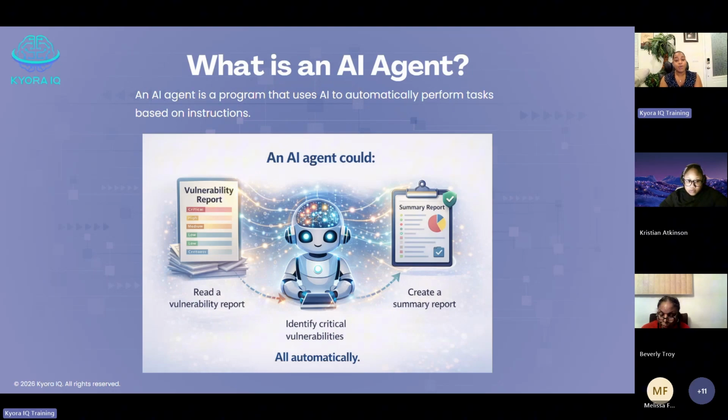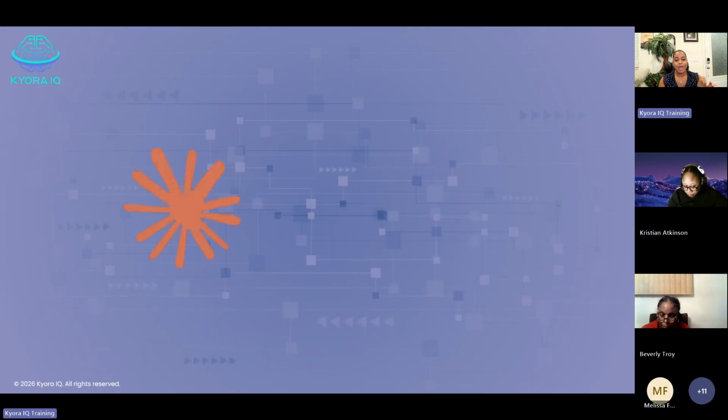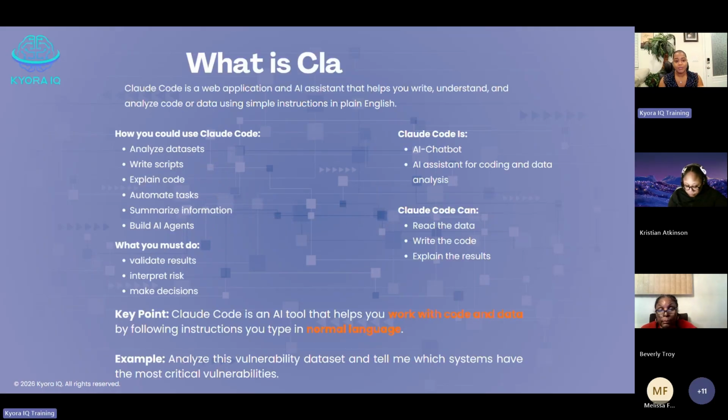An AI agent is a program that uses AI to automatically perform tasks based on instructions. So an AI agent could read a vulnerability report, identify critical vulnerabilities, and create a summary report, right? But then if you're like me, you're probably wondering, okay, what is the difference between AI agents and just something like Claude Code, right? So we'll get into that.